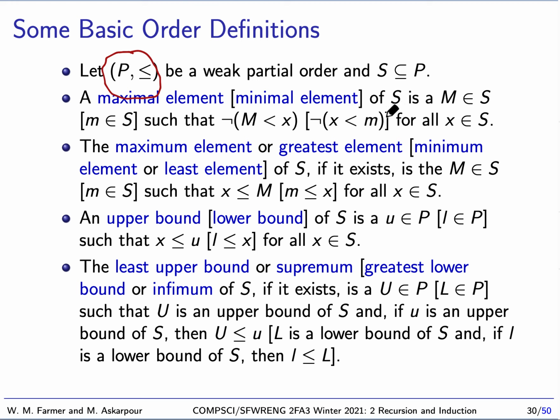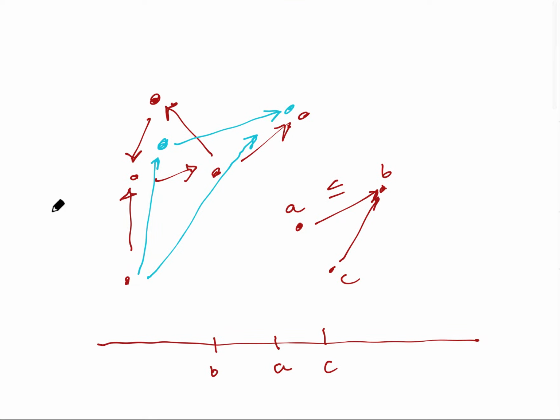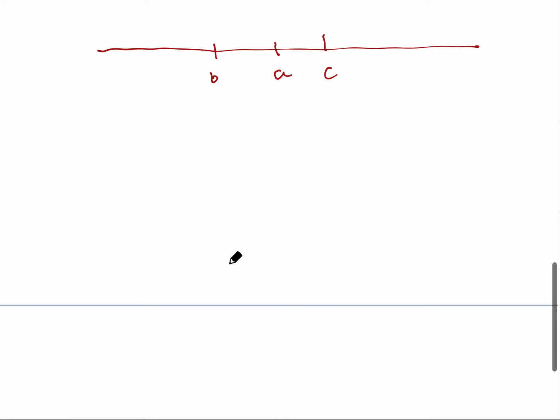It's maximal. Now the reason we call it maximal and minimal is there could be more than one of these. There could be more than one. So let me just take an example. Let's say we had this kind of situation where things are related like this.